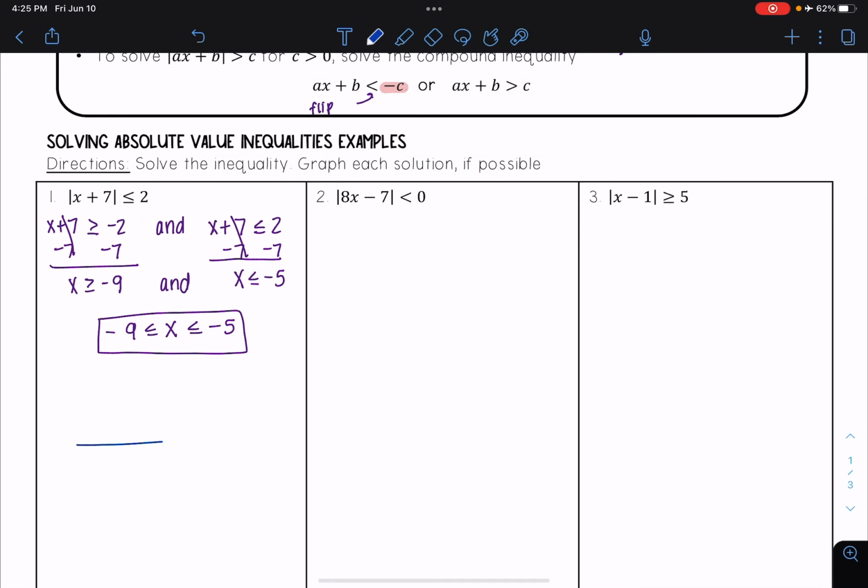And then I can go ahead and graph that. Here I have both less than or equal to, so it's going to be closed circles. And since this is an and, I'm going to go ahead and connect them. That means that x can be anywhere between these two numbers.